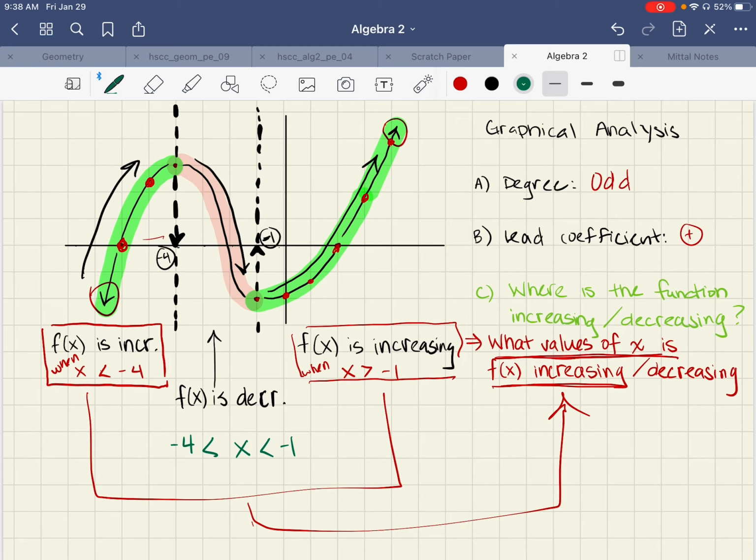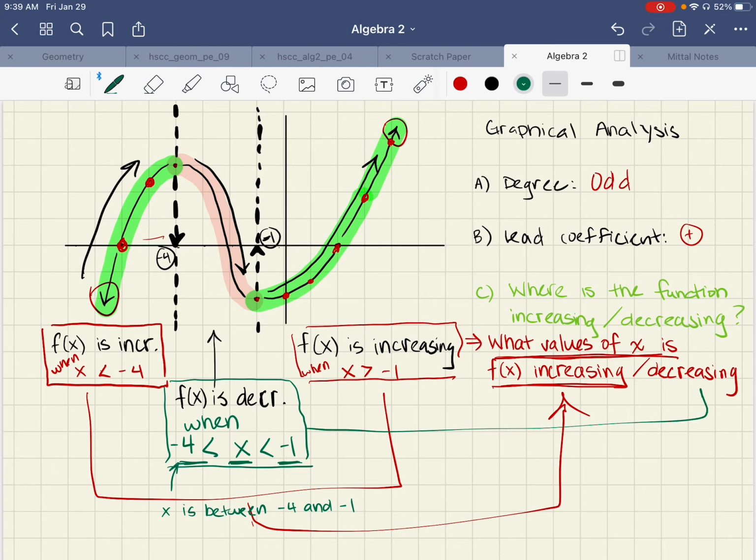So this right here, I know it looks like it says -4 is less than x is less than -1, but when people say that, they don't know what they're talking about. What I encourage you guys to say is that x is between -4 and -1. That way you get a better understanding of really what's going on here. And these are the x values for which the function f of x is decreasing. So f of x is decreasing when, and listen to what I'm going to say, when x is between -4 and -1. And this answers this piece.